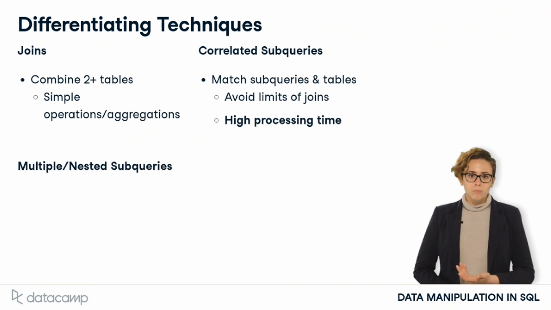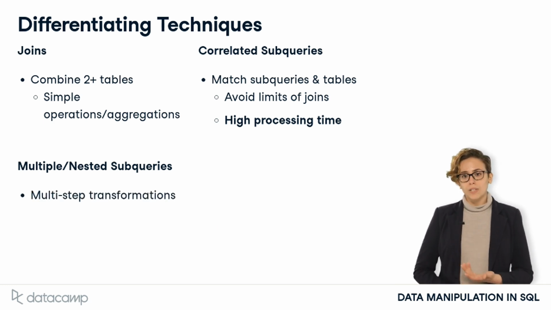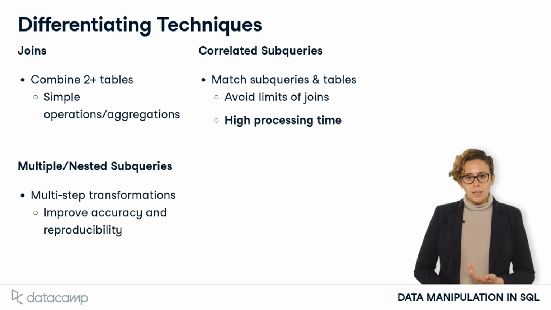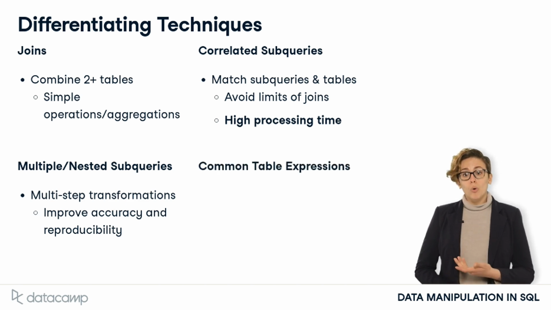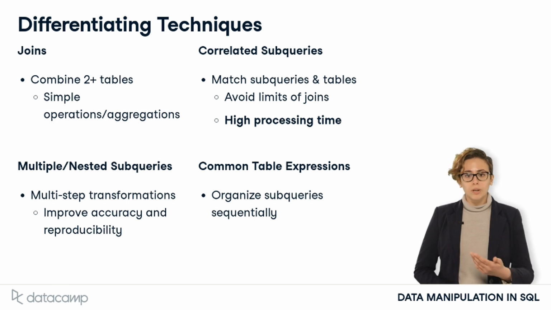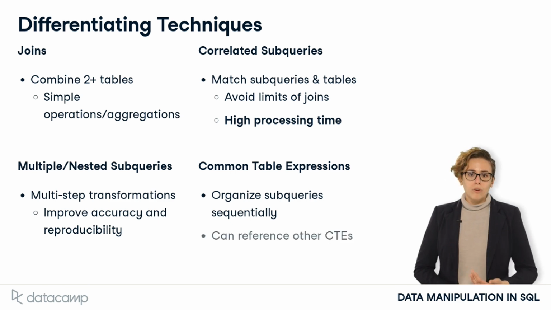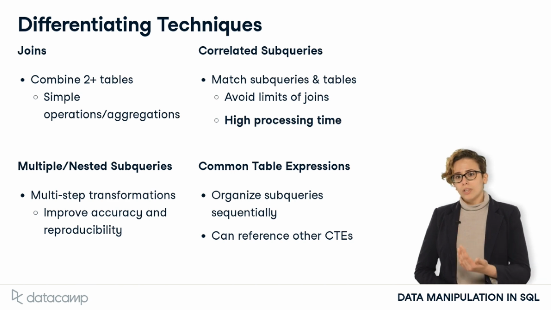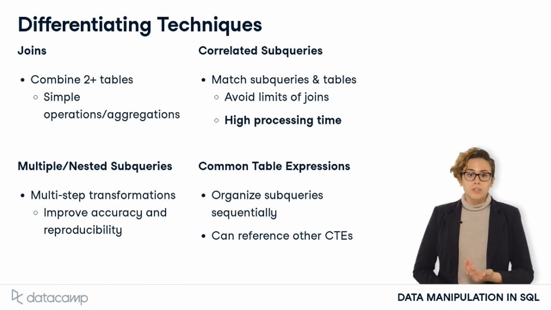However, it's important to remember that correlated subqueries take a long time to process and will slow down your query performance. Multiple and nested subqueries are useful when your data requires multi-step transformations before it's in the form you need for your final query. Breaking down the steps of your query process allows for better accuracy and reproducibility in your work. Finally, common table expressions allow you to organize your subqueries sequentially by declaring them at the beginning of your query. Since CTEs are processed one at a time before your main query, you can reference information from a CTE created earlier, thus serving as an alternative to nested subqueries.